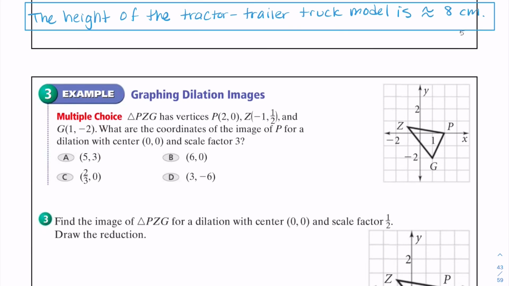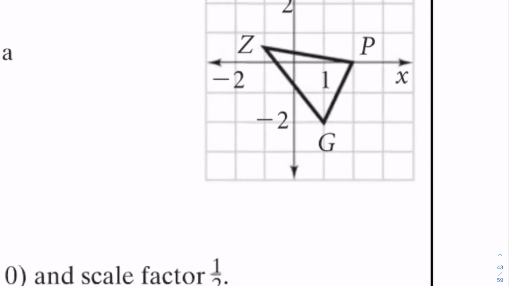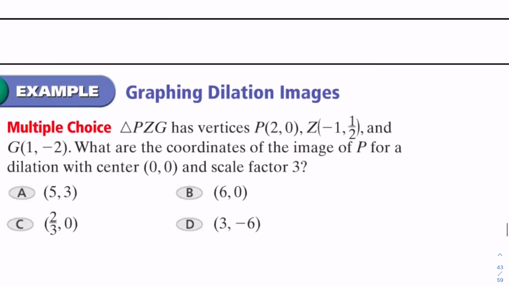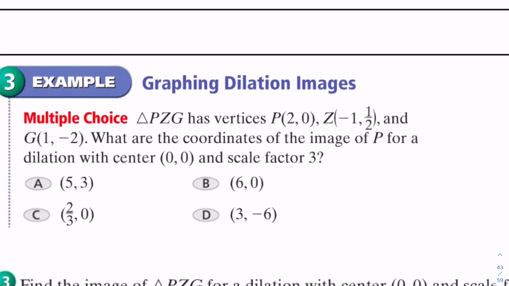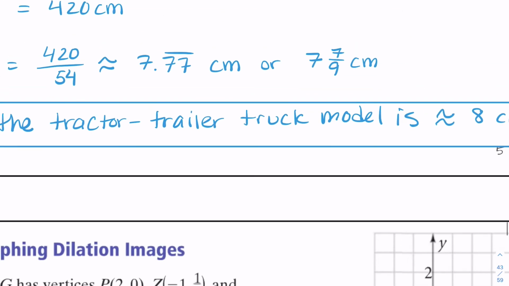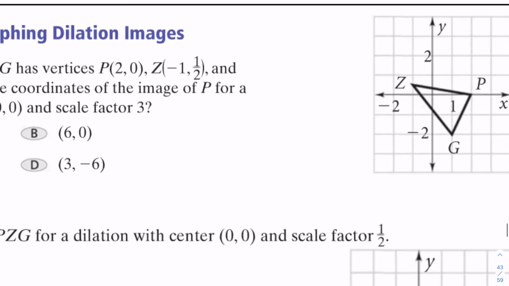So here we have PZG, which is at 2, 0, 1, -2, and -1, 1/2. What are the coordinates of the image with a center as 0, 0 and a scale factor of 3? So what we're going to do is we're going to use our rule, which is x comma y. Our dilation rule will be 3x comma 3y. So I'm going to multiply everything by 3.